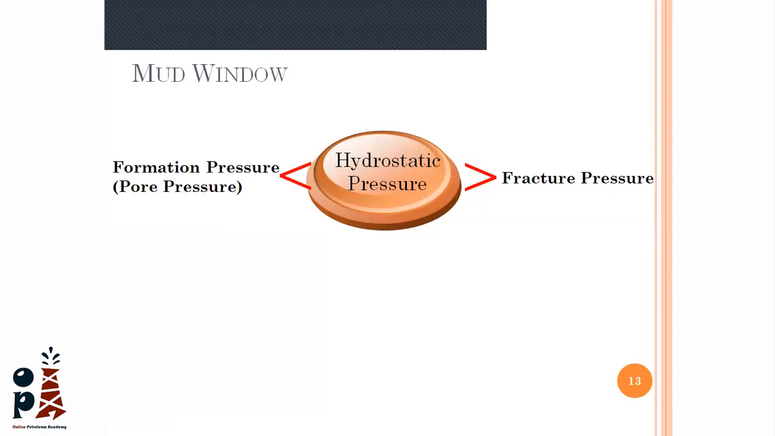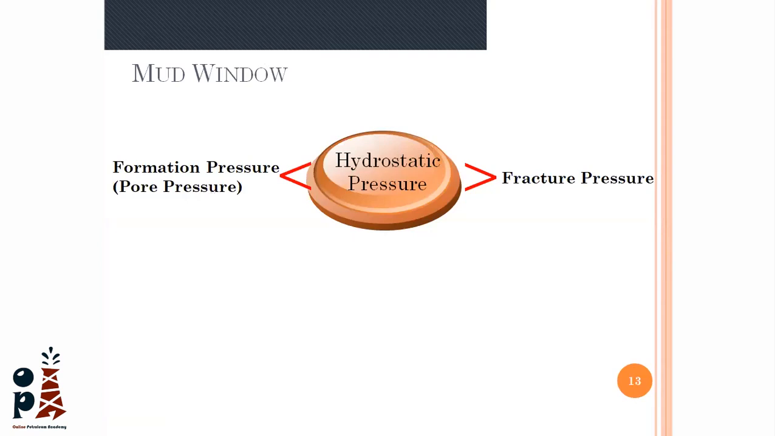For example, a very simple example, if you have a bottle of water and an empty bottle, and you put them on a scale, for sure you will find the bottle of water has higher weight. Why? Because this mud column or this water column makes a pressure on this area, makes a force on this area, so it is a pressure. So the hydrostatic pressure is the static pressure. So in the static condition, we have to use hydrostatic pressure of the mud higher than the formation pressure, which is the pore pressure.